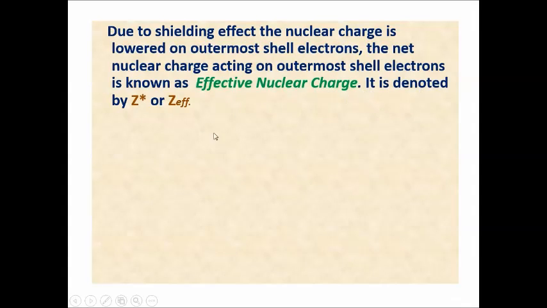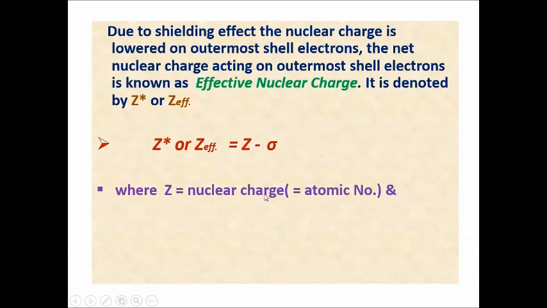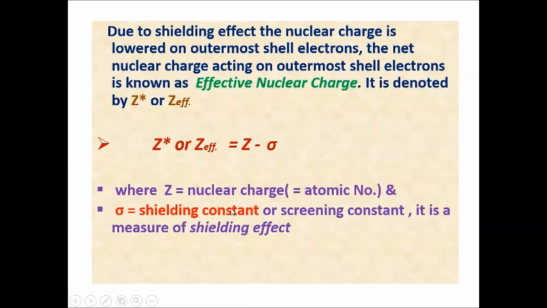It is denoted by Z star, or Z-eff. This is the effective nuclear charge. And here we can give the formula: Z star is equal to Z minus sigma, where Z is the nuclear charge, that is the atomic number, and sigma is the shielding constant or the screening constant. It is a measure of the shielding effect.